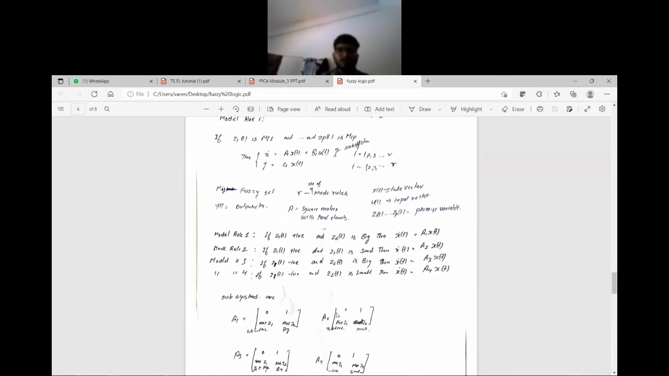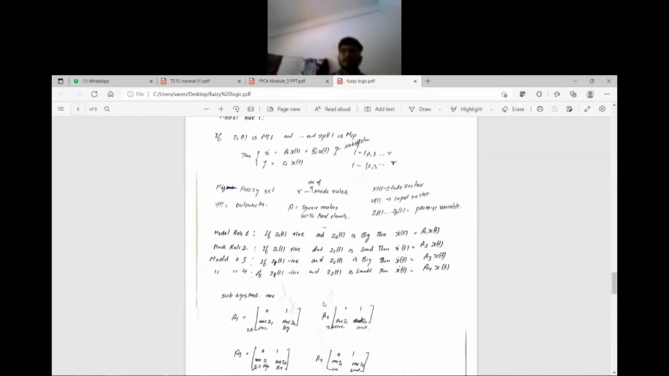So model rule 1 says that if z1(t) is positive and z2(t) is big, then x dot of t can be written as a1 x(t), which is a subsystem. Similarly, if z1(t) is positive and z2(t) is small, then we have another subsystem, which is a2 x(t).